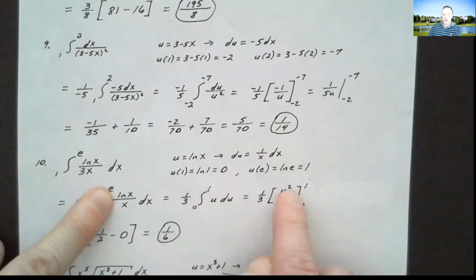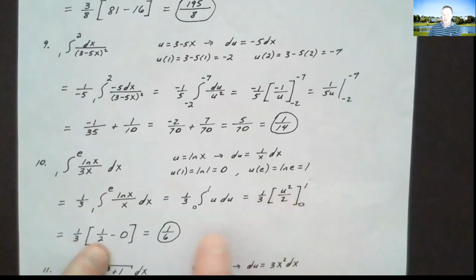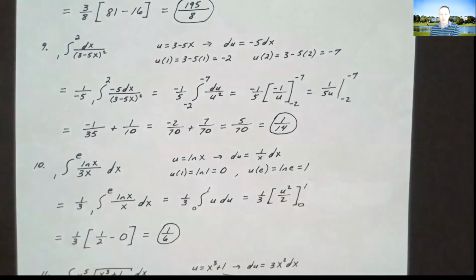And when I integrate that, power rule says it's going to be u squared over 2, evaluated from 0 to 1. Sorry, I got a little sloppy there. When I plug in the 1, I'll get 1 over 2. 1 over 3 times 1 over 2 gives me 1/6. Why didn't I worry about the lower limit? Because it's 0. It's just going to give you a 0 anyway.